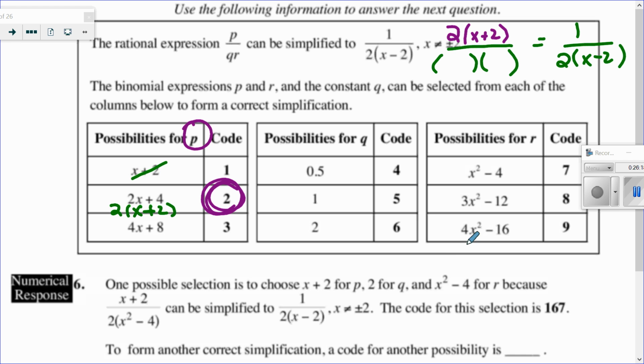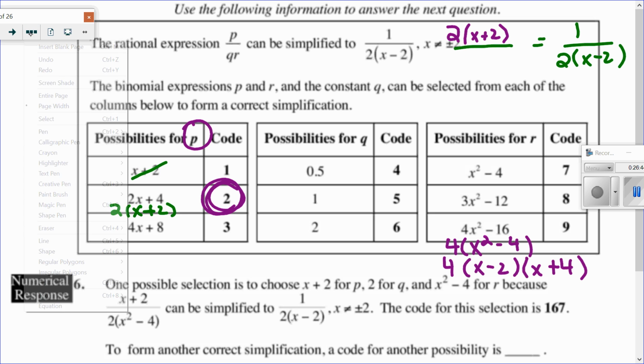So 4 times, take out the 4, x squared minus 4. 16 divided by 4 is 4. So I'm left with 4 times x minus 2, x plus 2. Let's see if that would work. If I had that on the bottom, let's just look. So I'm going to erase this. Okay, let's try putting this one on the bottom.